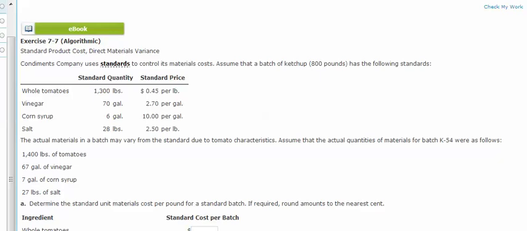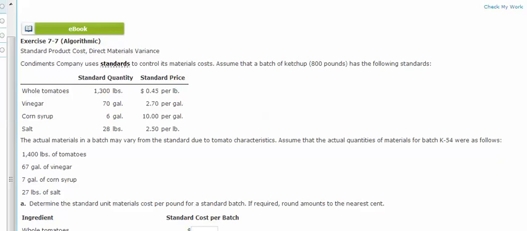Whole tomatoes, 1,300 pounds at 45 cents. Vinegar, 70 gallons, $2.70 per gallon. Corn syrup, 6 gallons, $10 per gallon. Salt, 28 pounds and $2.50 per pound. The actual materials in a batch may vary from standard due to tomato characteristics. Assume that the actual quantities of materials for batch K54 were as follows: 1,400 pounds of tomatoes, 67 gallons of vinegar, 7 gallons of corn syrup, and 27 pounds of salt.